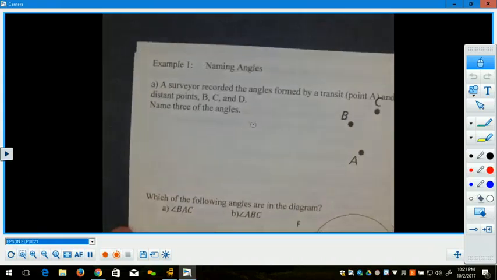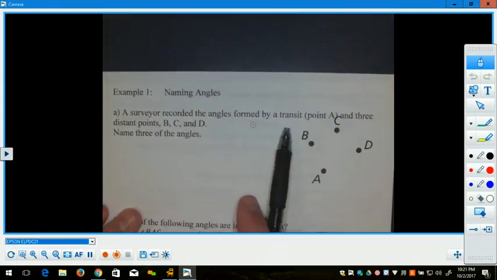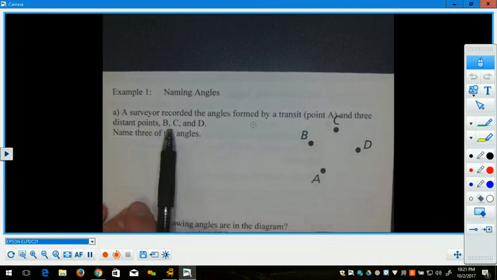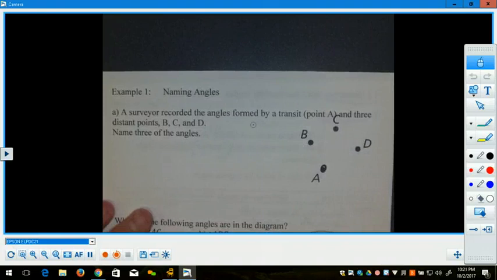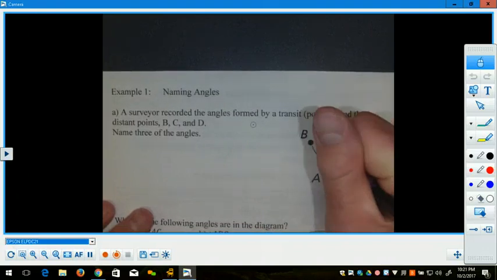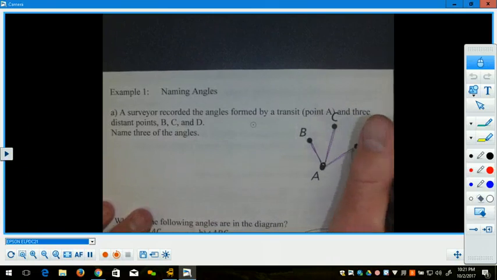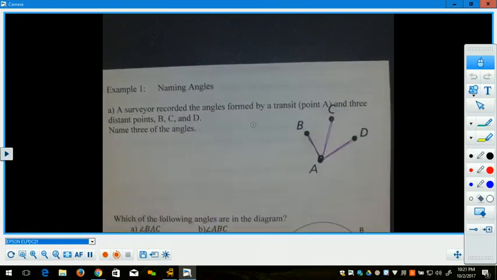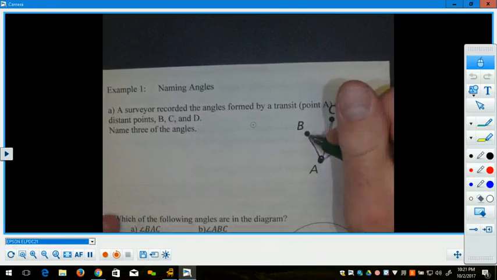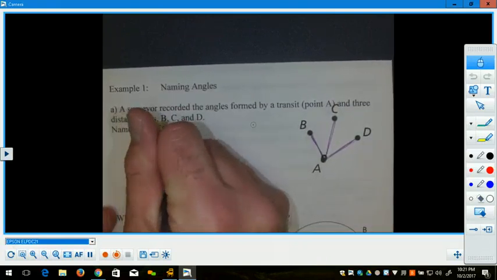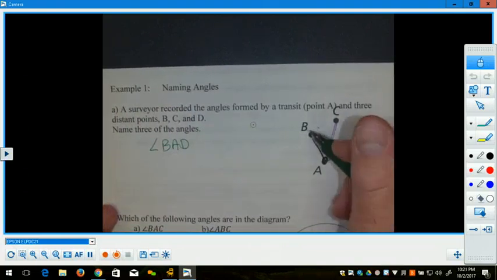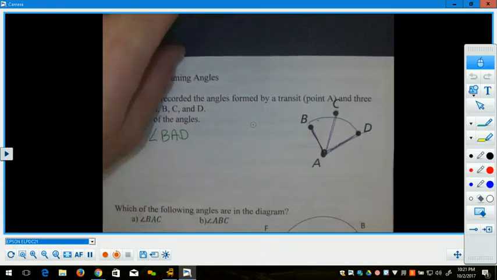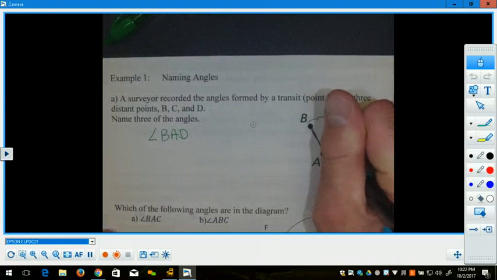Naming angles. A surveyor recorded the angles formed by transit, point A, and 3 distant points, B, C, and D. Name 3 of the angles. Transit being point A, that's our vertex, and distant points B, C, and D. That gives me 3 different angles. One of them is angle BAD. It's the larger angle. So BAD is this big angle right there. Another one is this small angle right here.